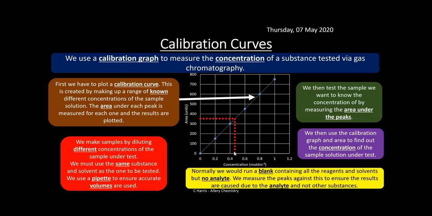So normally what we do is run a blank containing all the reagents and solvents, but no analyte. And we measure the peaks against this to ensure the results are caused by the analyte and not by other substances. That's really important because we are adding solvents in here and there might be other impurities. So normally we just run blank samples to ensure that if there are any changes, then it is caused by our analyte and not by anything else.